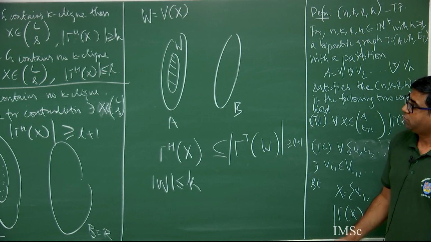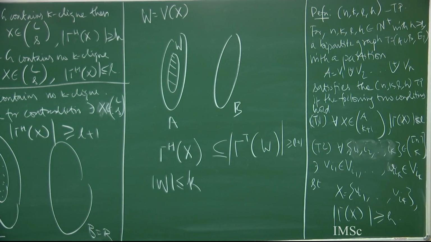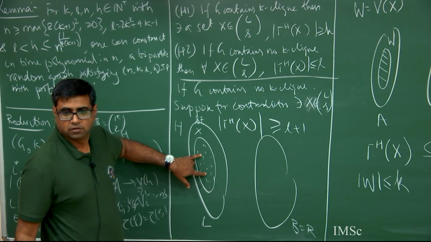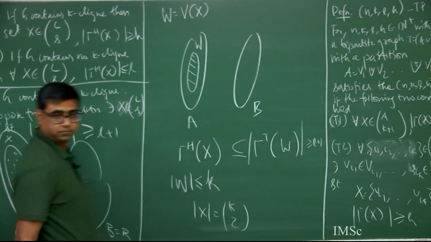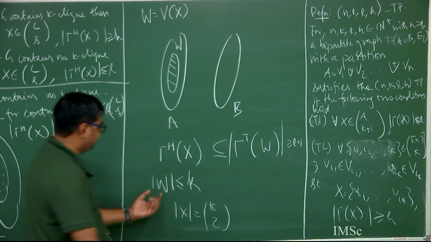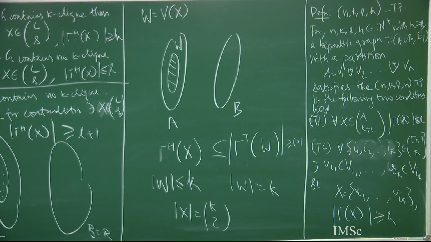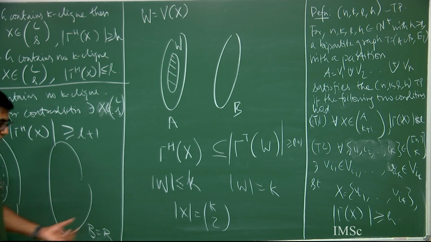But what was W? W was the union of pairs. How did I construct W? W was nothing but the endpoints of these X edges. But what is the size of X? Size of X is exactly equal to K choose 2, right? What does it mean? It means size of W is exactly equal to K. Otherwise, you cannot get K choose 2. If the size of W were less than or equal to K minus 1, then even if you take all tuples, you cannot get a set of size K choose 2.